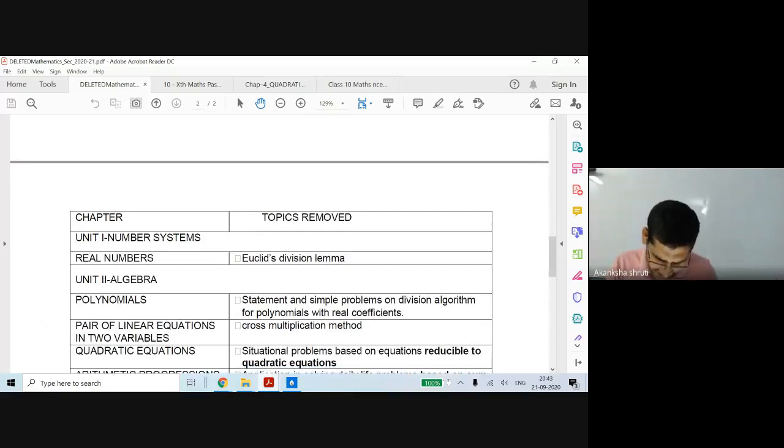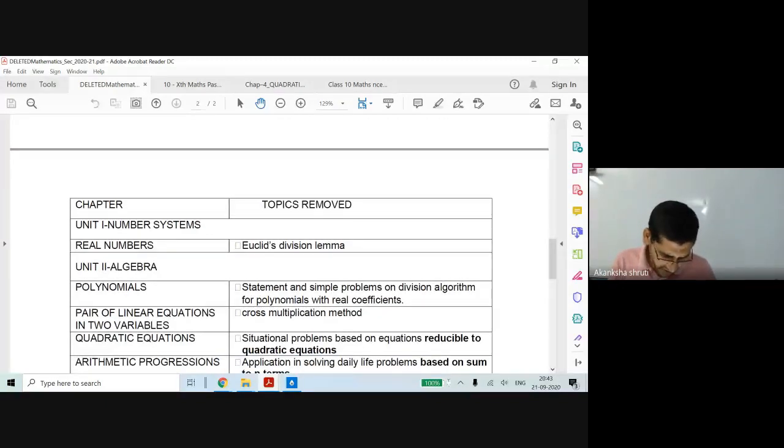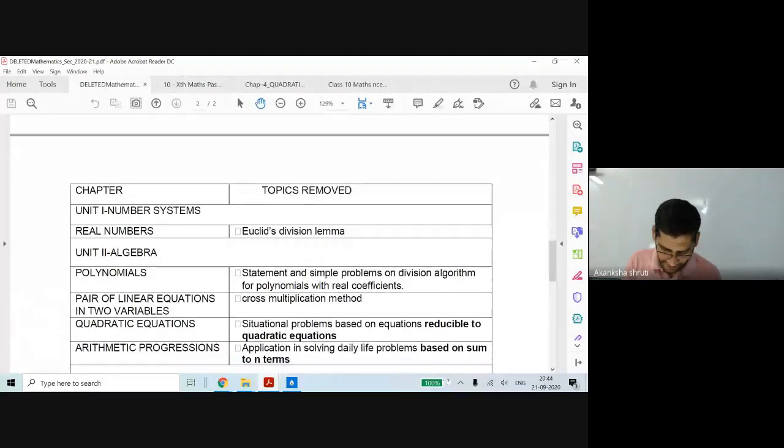The next one is in pair of linear equations. Only the cross multiplication method is dropped, but situation based problems are still there, and we have done a lot of word problems. Those questions are very important. This time, word problems from linear equations in two variables are even more important.